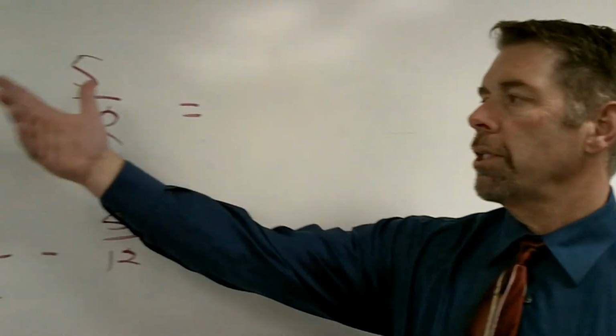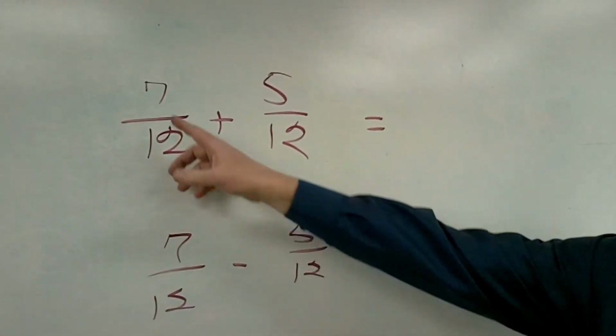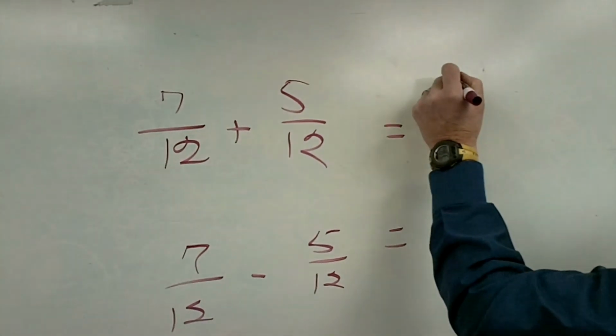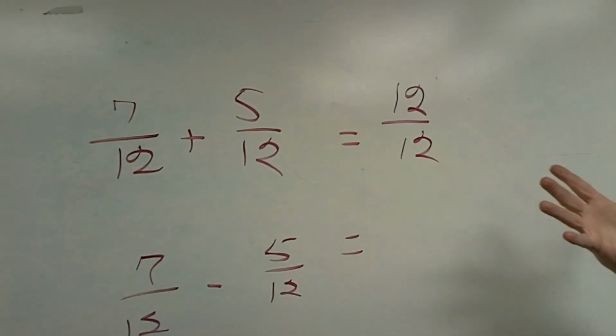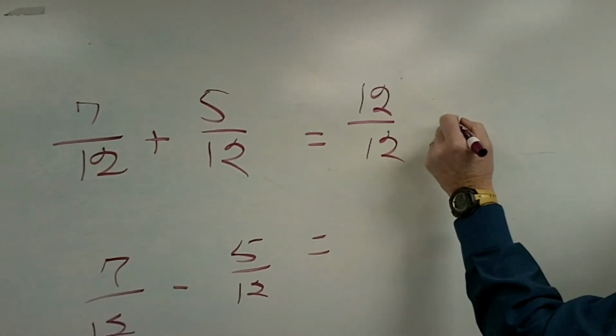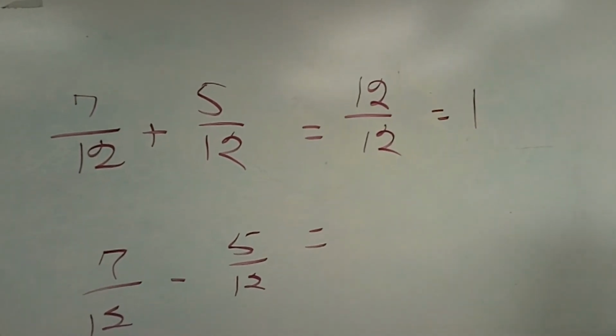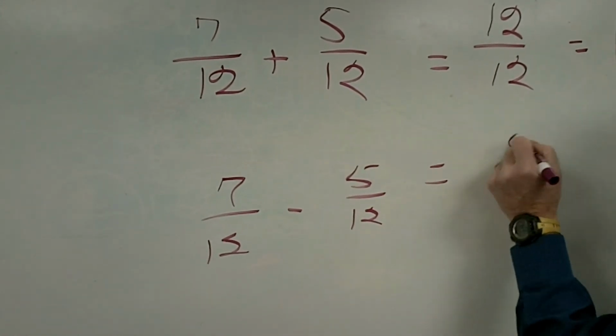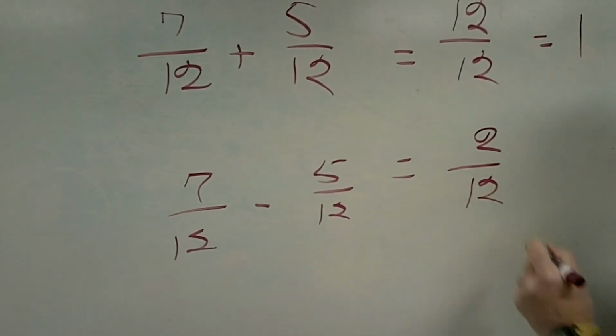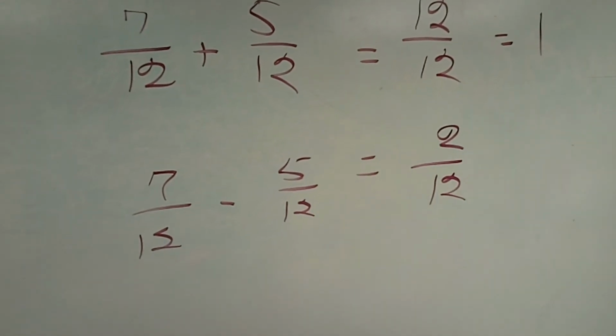Okay, so we just look at the top numbers again. Keep the bottom the same. 7 plus 5 is 12. 12/12, any number over itself, like we talked about, is 1. Okay. Now subtraction, 7 minus 5 is 2. 2/12. So this is what you should have on your paper.